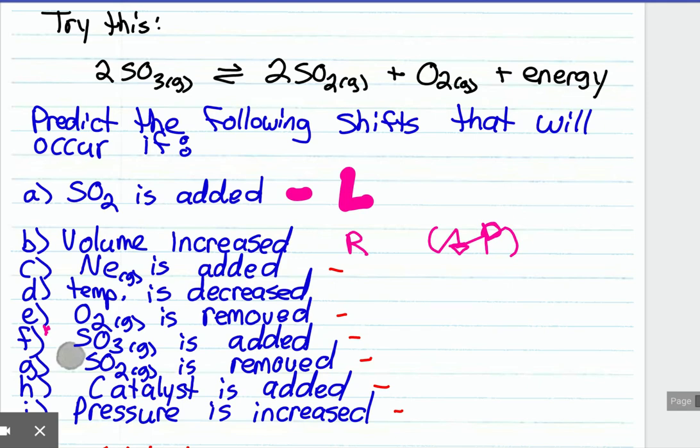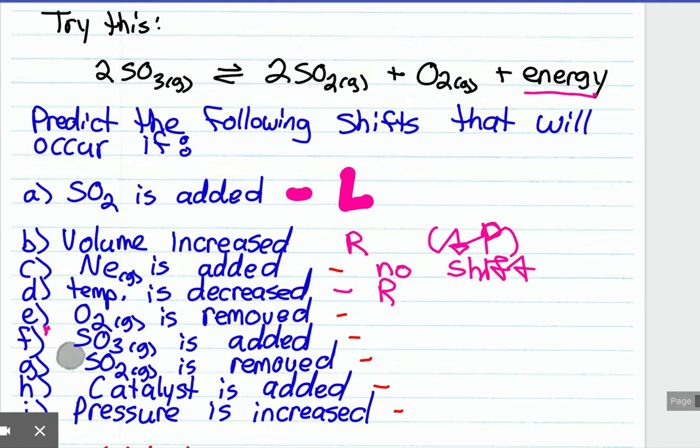Okay, neon gas is added. So neon gas is an inert gas. So that means it's unreactive. So there is no shift. I'm sorry, just going to have to deal with the mess, I think. In D, our temperature is decreased. So when you're decreasing the temperature, what you're really doing is taking away energy. When we take something away, we move towards. So that means that you're going to move right, because you're going to move towards creating the energy here.